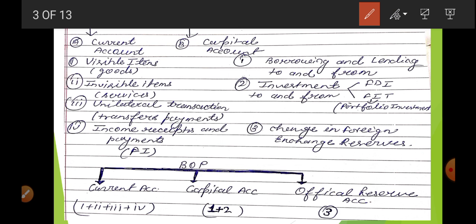So one more in very simple language. If there are only these two in capital account, then this one is known as official reserve account. Okay, this is considered as official reserve account. But if you are going to include all the three, then there will be no official reserve account. Okay, let me explain in detail.